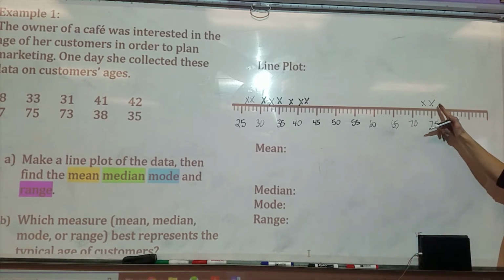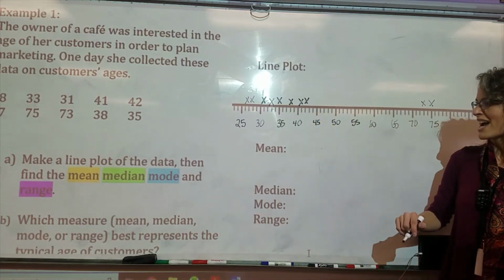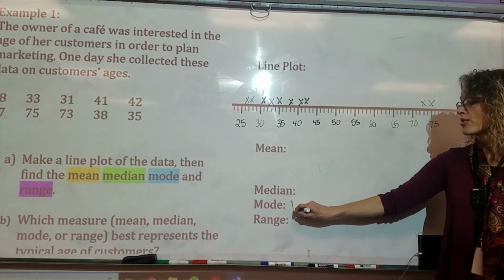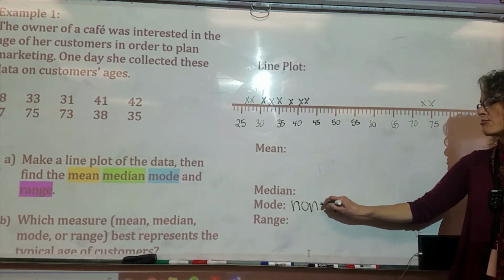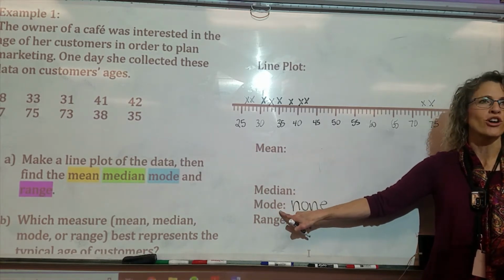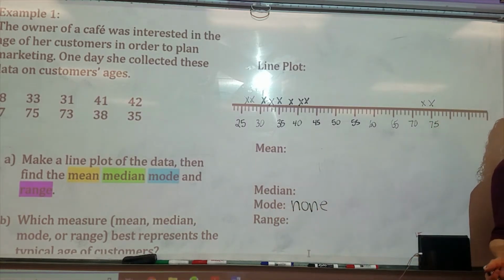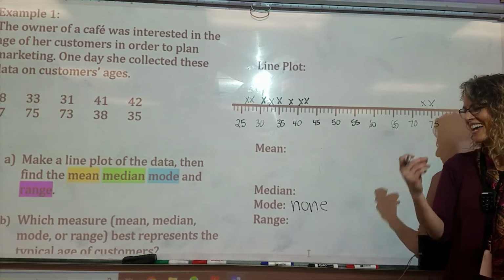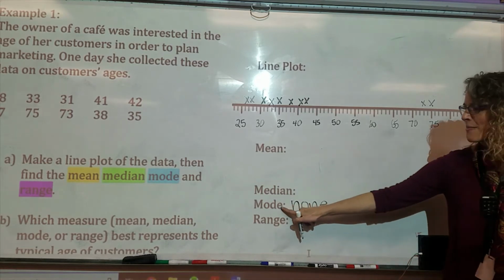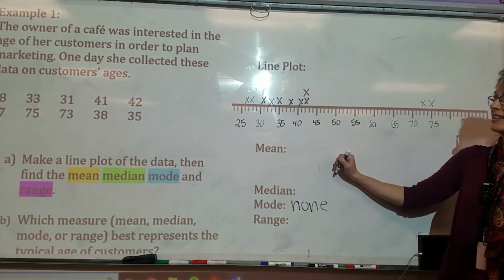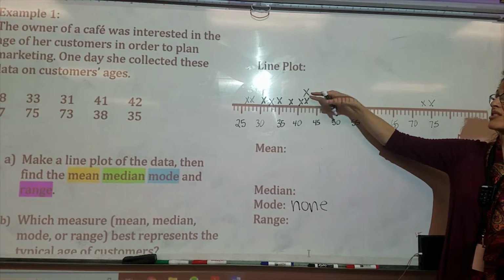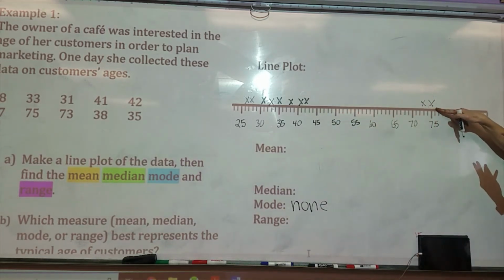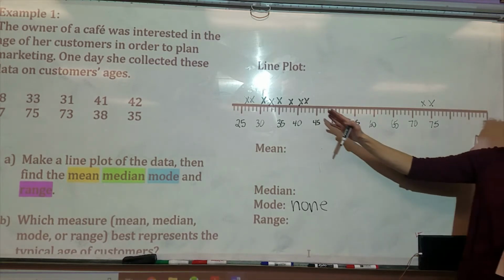Okay. Look, these ages appeared only one time. So there isn't a number that appears more often than another number. So for my mode, I'm going to say none. Mode is the number that occurs more often. What is the mode? A number that occurs more often. If I had that, I would say my mode is 42, because this occurs more often than the others. The mode is not the highest number. Some people think it's the highest. No, it's the one that occurs more often.